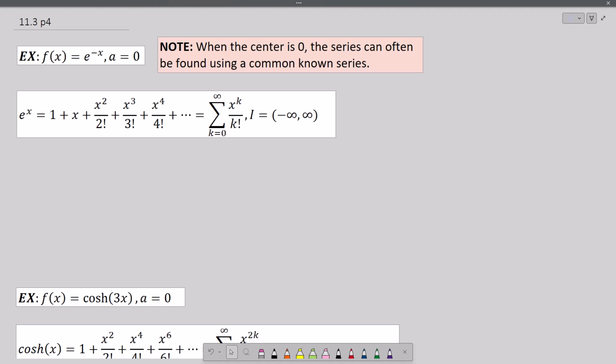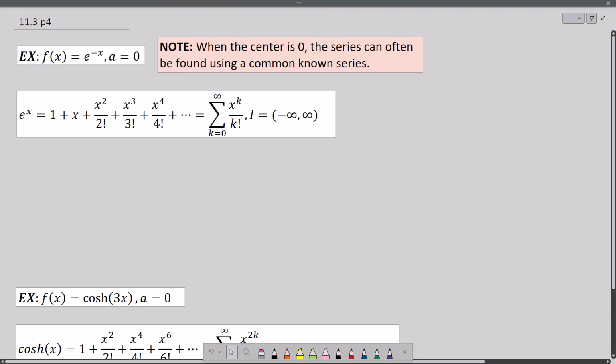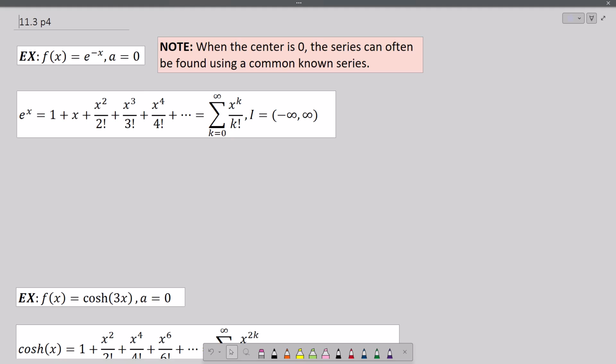And the most common power series of them all, which you want to have definitely memorized, e to the x, x to the k over k factorial, interval of convergence, all reals. As soon as we want to create one for something centered at the origin, let's grab one that is one of the known common power series. Because all we have to do is this. Replace x with?